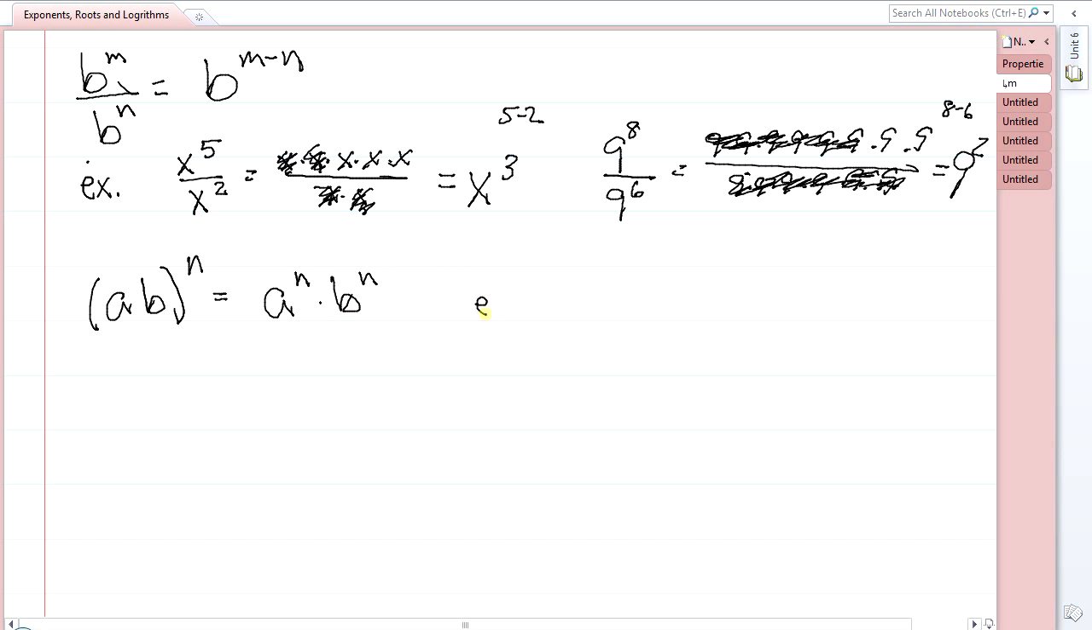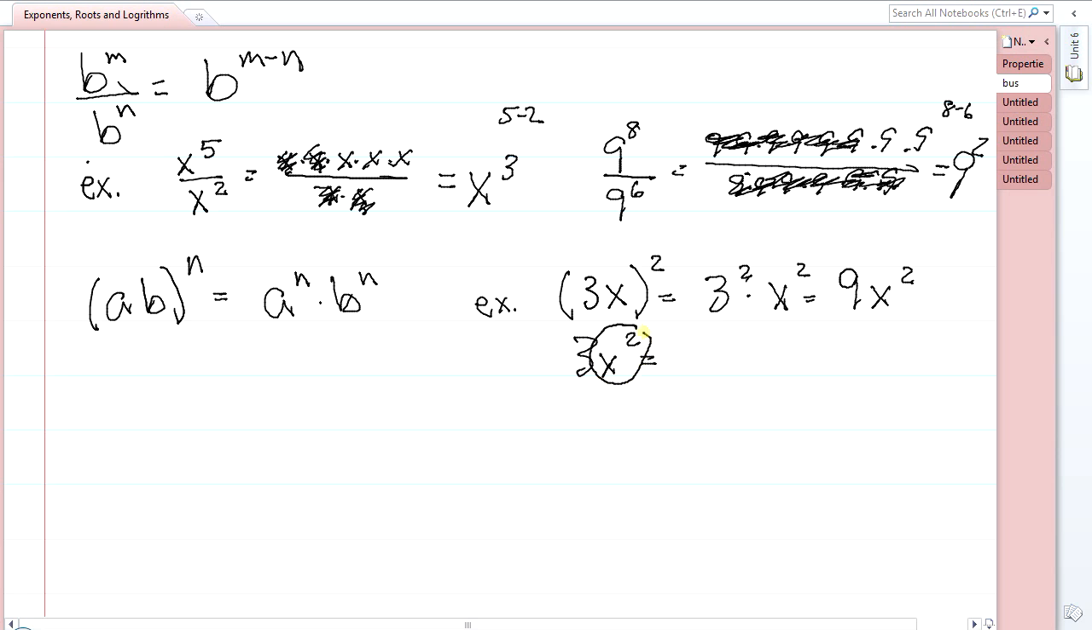Which means, for example, if I happen to have 3x quantity to the second, that actually means that it's 3 squared times x squared, which means I can rewrite this as 9x squared. A common mistake made by students is to say 3x squared is 9x squared. Remember, if there's no parentheses, the square is only being applied to the x, and therefore it still is 3x squared.